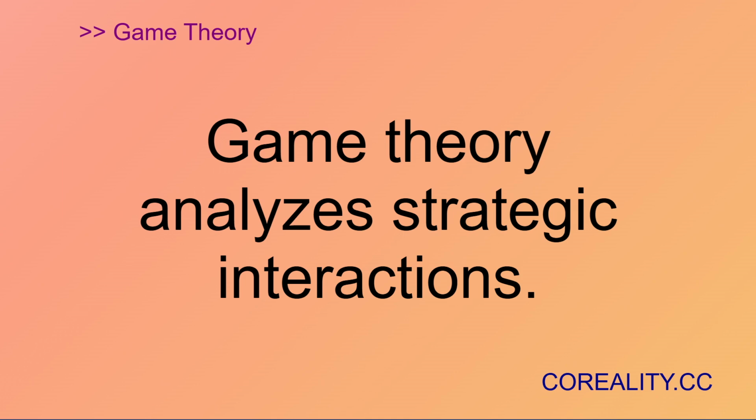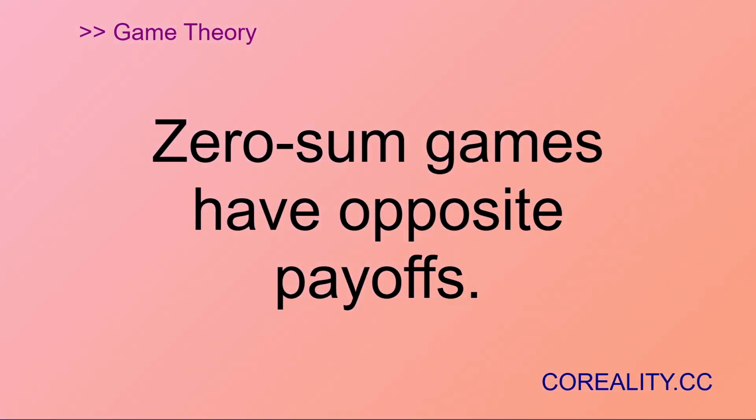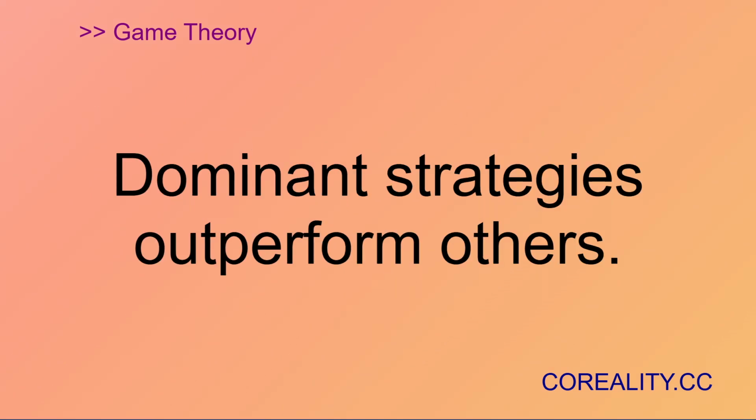Game theory analyzes strategic interactions. A Nash equilibrium occurs when no one benefits. Zero-sum games have opposite payoffs. Dominant strategies outperform others.